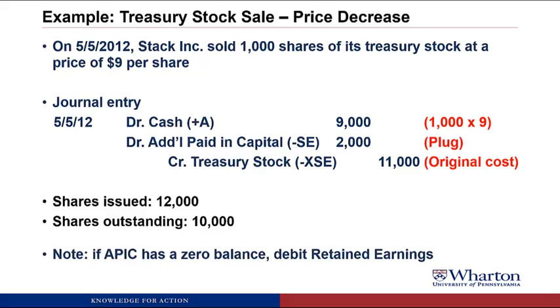One more note, we reduced APIC. If APIC had a zero balance, additional paid-in capital can't go negative. So if APIC had gotten down to zero, then you'd have to switch the debit to retained earnings instead, which is not a problem because retained earnings can have either a debit or a credit balance.